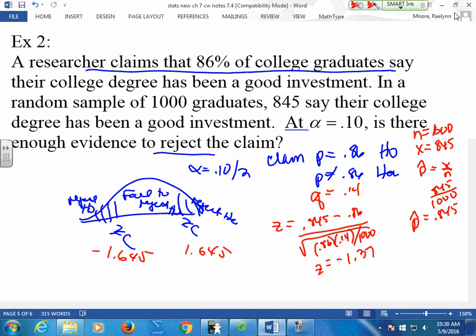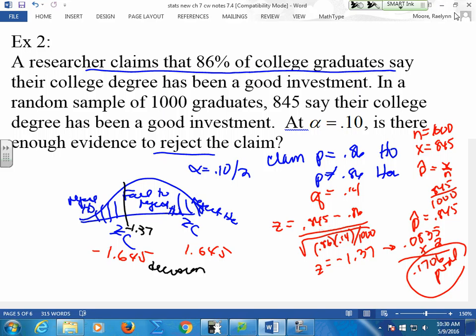Now, when I look this up, this area to the left of this number, I have to multiply this by 2, because I got two chances, a left and a right, of getting this to work. This is my p-val, in case I want to test using my p-val. If I want to test just with my z-score, I come over here, and where does negative 1.37 fall? In the shaded or the open? Open. So what's my decision?